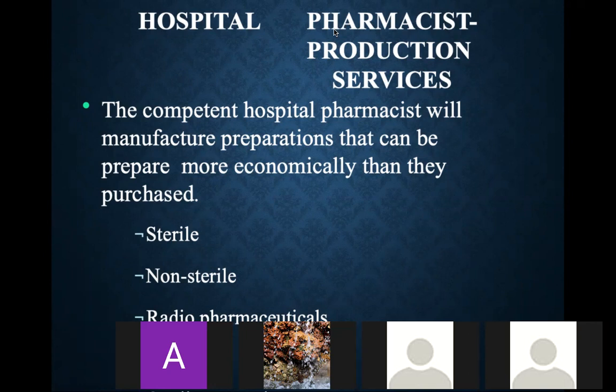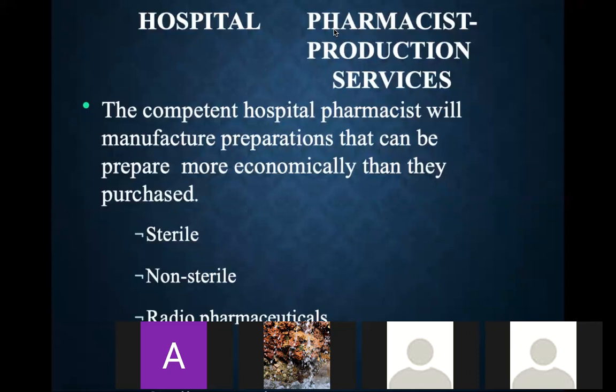So you can see this is the first hospital pharmacist production service. Other than that, you have to do dispensing and various services in the hospitals, but production is mostly found in a quaternary care hospital. They manufacture preparations that can be prepared more economically than they can be purchased. Sometimes the drugs are very costly and the patients cannot bear the cost. So the hospital has to prepare them, utilizing the services of pharmacists in their hospital.